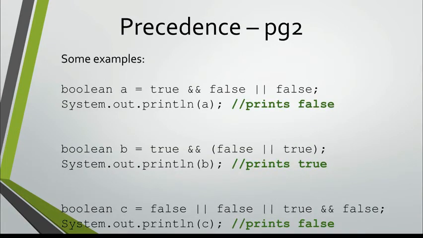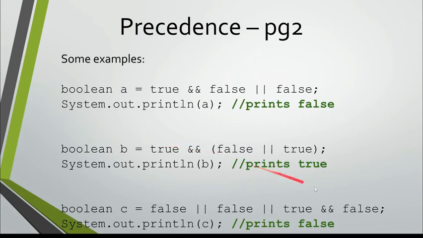Let's look at some more examples. First, Boolean A is set equal to true and false or false. We have to evaluate the and first, so true and false results in a false. Now we evaluate the or. Since the left side of the or is false and the right side of the or is false, the complete Boolean expression is false. Now let's look at the next one. With parentheses, we have to evaluate the or first. So false or true results in a true. So now we evaluate the and. Since the left side of the and is true and the right side of the and is true, this prints true.